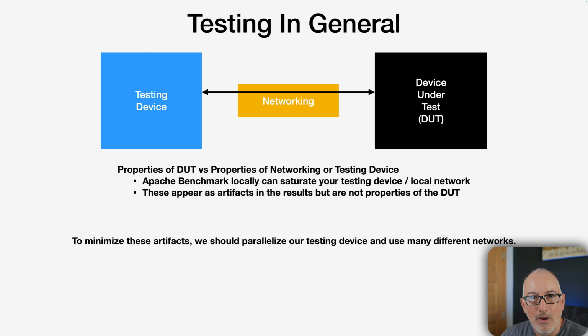And the reason for that is because I was saturating my local infrastructure, my testing device, or my network. I'm not even really sure where it is, but I had a suspicion that was what's going on. And so I switched back to using loader.io, which totally makes more sense to me. So to minimize these artifacts, we should parallelize our testing devices so that we're using many different testing devices and many different networks, so that any limit that's part of our testing device or that network doesn't impact our test results.